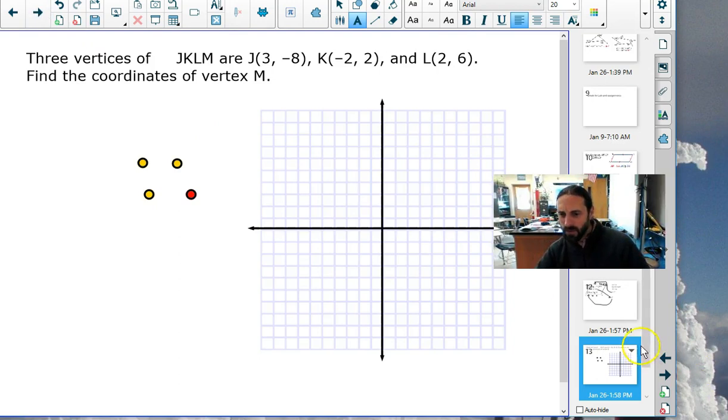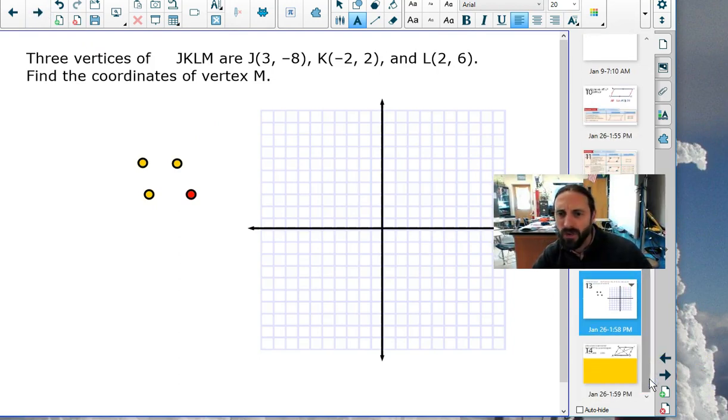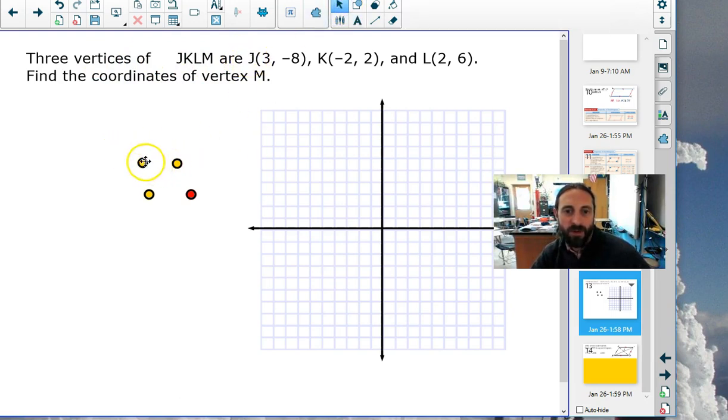I only have 2 more problems to do, and what's my time? Where am I at? 12 minutes, let's bust it out. It says the vertices of this parallelogram are 3, negative 8, 1, 2, 3, negative 8. That's J, and remember, it's in order, J, K, L, M. K, negative 2, 2. L, 2, 6. And the M, I don't really know where M is, but it's got to be somewhere over there.